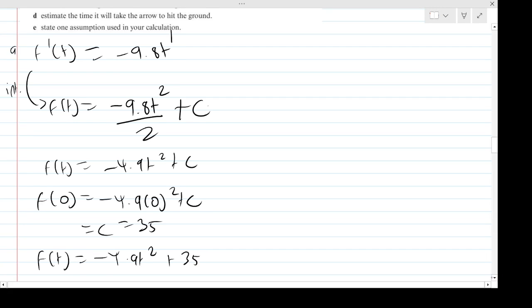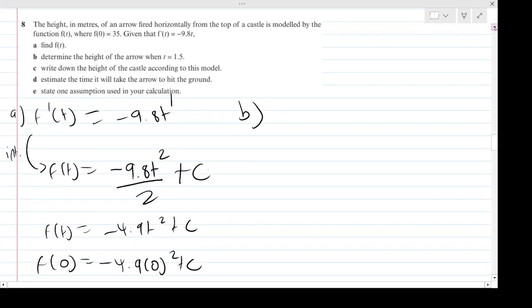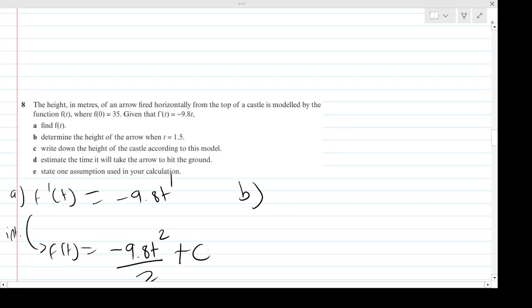Cool, that's part A. Part B, we need to determine the height of the arrow when t is 1.5. Okay, so what's basically going on here? You would have seen this when we did quadratic modelling in chapter 2. A very, very similar example we looked at with something being fired in the air.